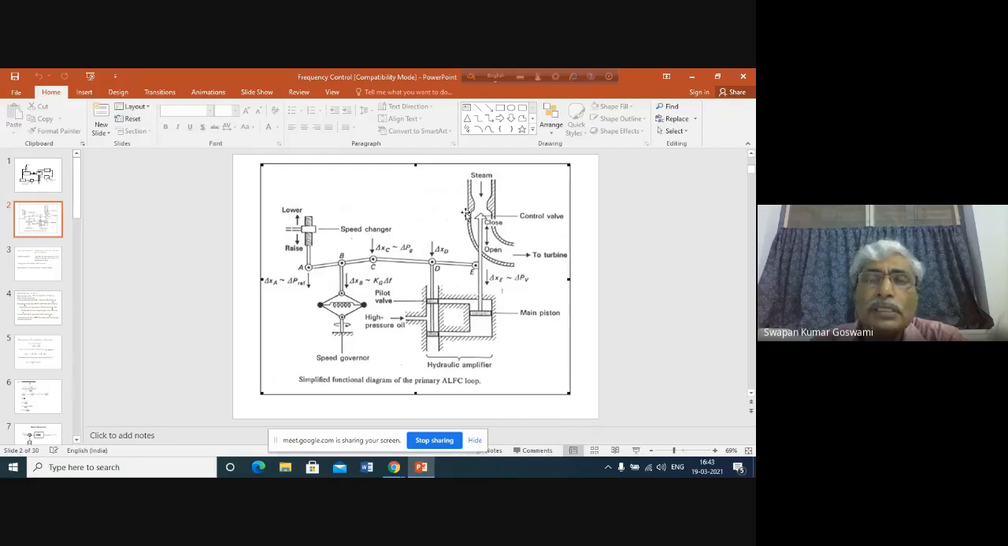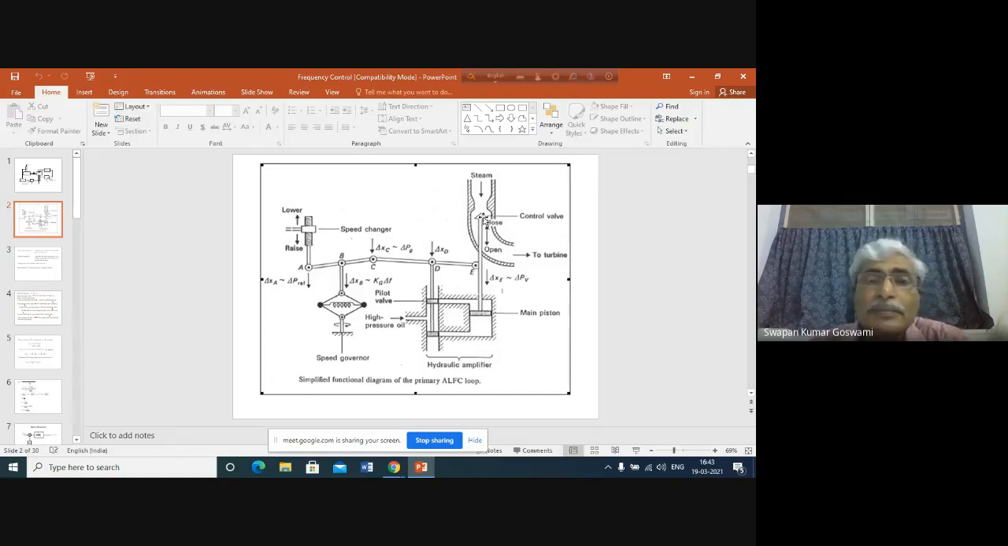So for increasing the steam flow rate, the valve opening will be increased. For decreasing the steam flow rate, the valve opening has to be decreased. So an upward movement of this piston, this is the main piston and this is the piston rod, so upward movement of this piston rod will create a smaller opening of the steam valve. A downward movement will increase the opening of the valve, letting more steam enter into the turbine.